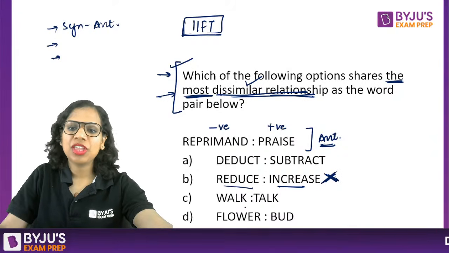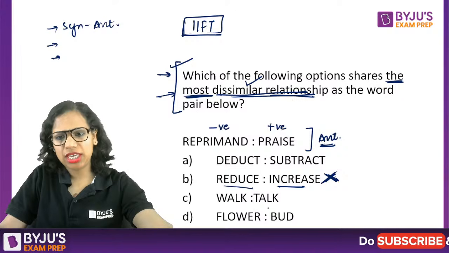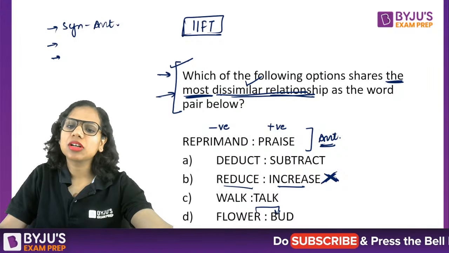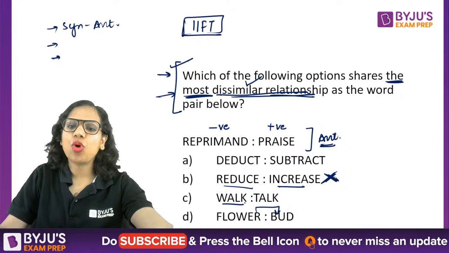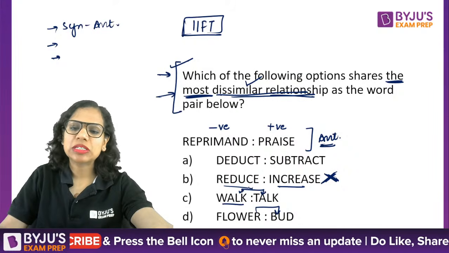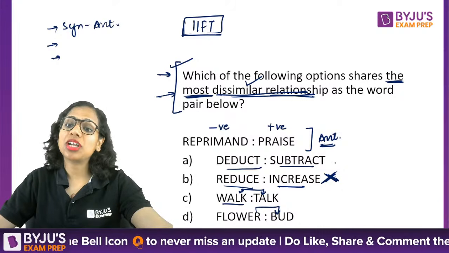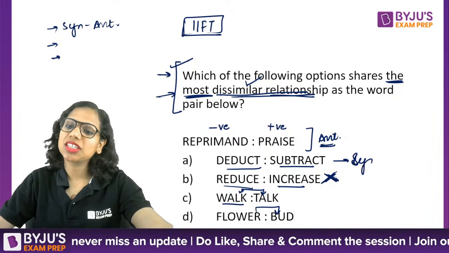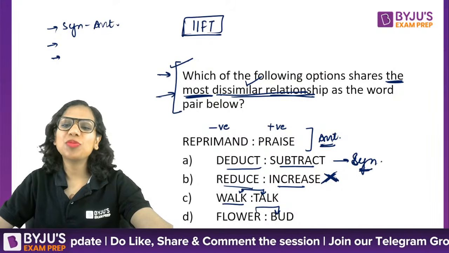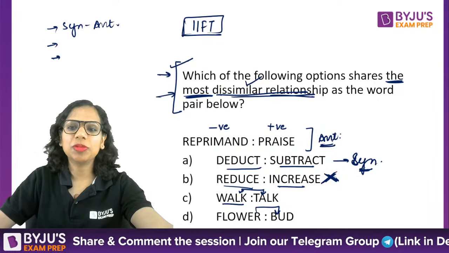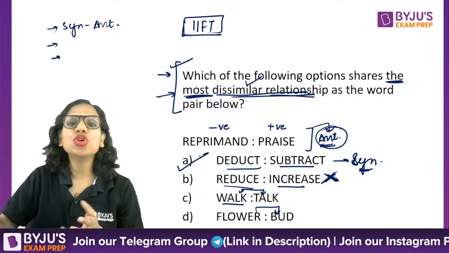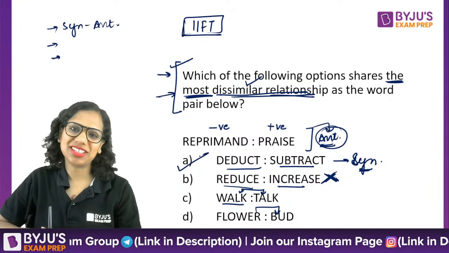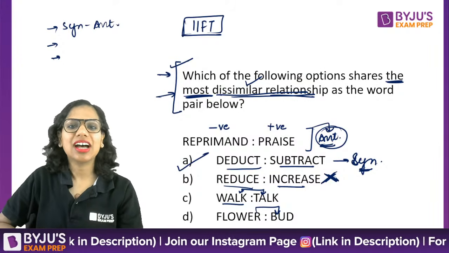So no. Walk is to talk. Flower, the previous stage of a flower is a bud. Walking and talking, two activities. Deduct is to subtract. They are synonyms. They are as far apart from reprimand is to praise as anything could be, right? These are antonyms, these are synonyms. So of course, these are the most dissimilar. This is the most dissimilar. And that is why A is our answer.